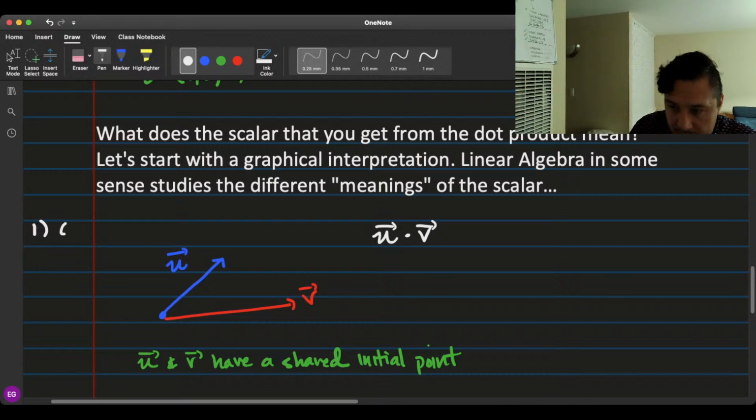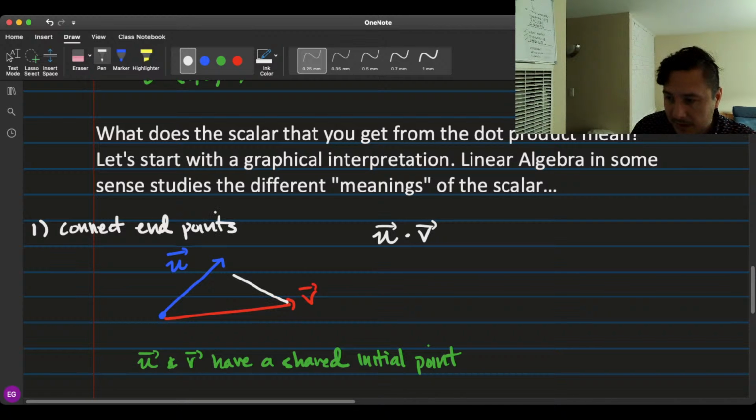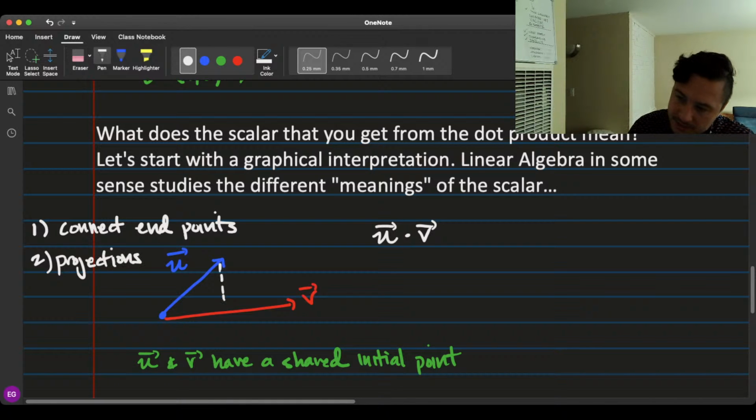You can connect the endpoints. By connecting the endpoints, you could get this vector. That's one thing that we will look at later. Two, you could look at the projections. The projections mean you would drop an altitude and then look at that vector.